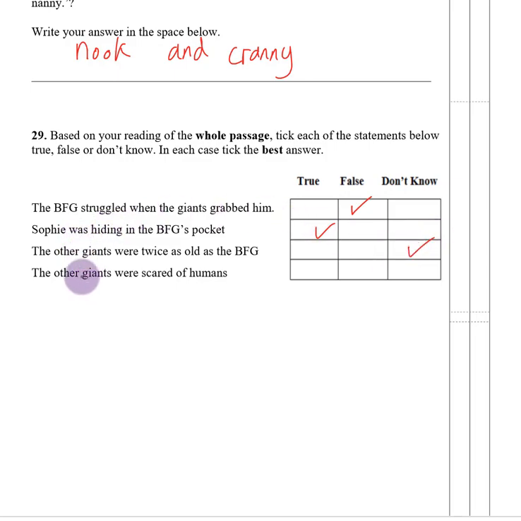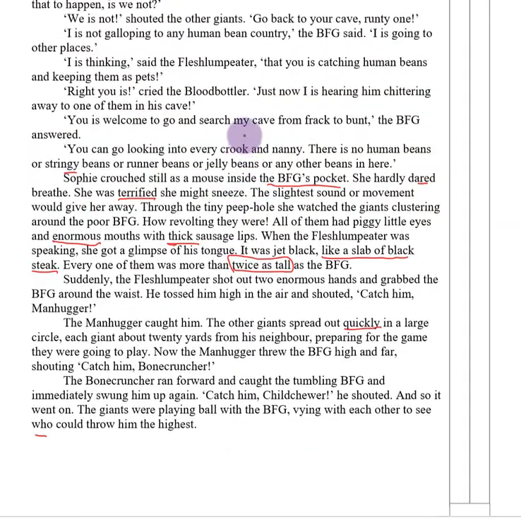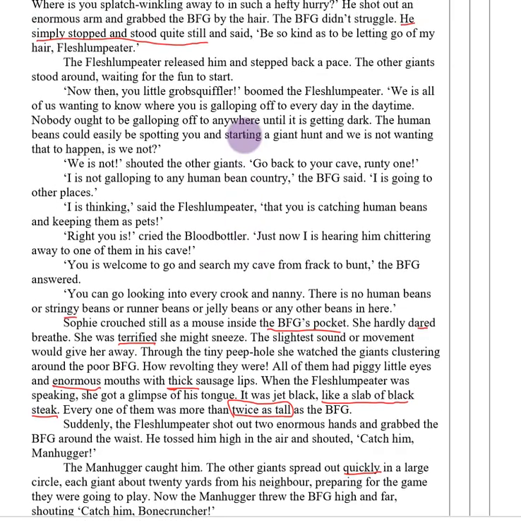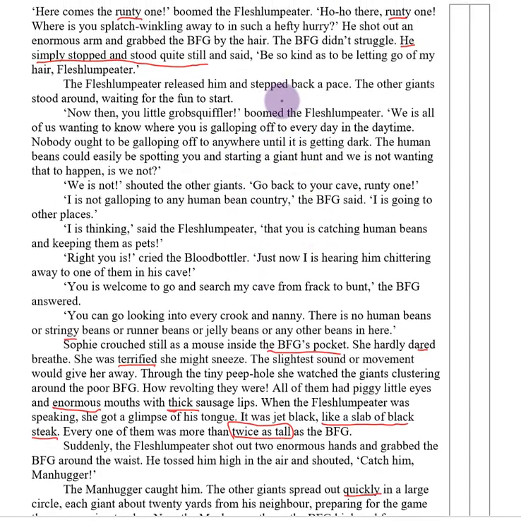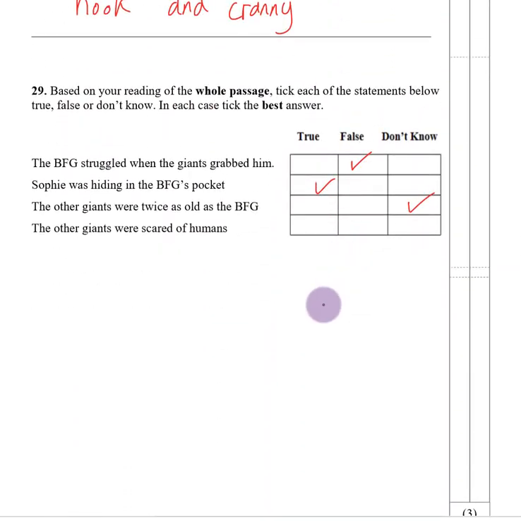And then finally, the other giants were scared of the humans. Now, with this, if you read, basically they're kicking off with the BFG because they think that he's going to be spotted by the human beings, and whenever the human beings come, they'll not be very happy. And it says here, could easily be spotting you and starting a giant hunt, and we is not wanting that to happen, is we not? So they don't want the humans to come and start hunting for them. So that shows us that yes, true, the other giants were scared of the humans. And that's the end of the paper.